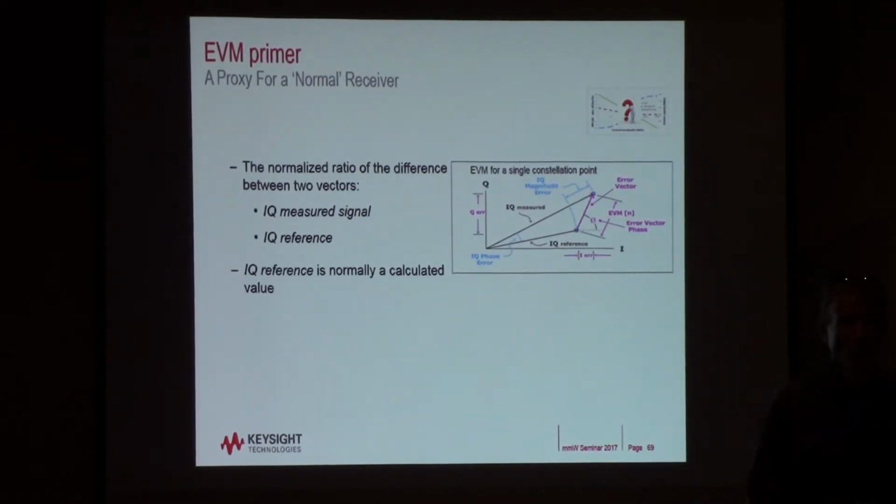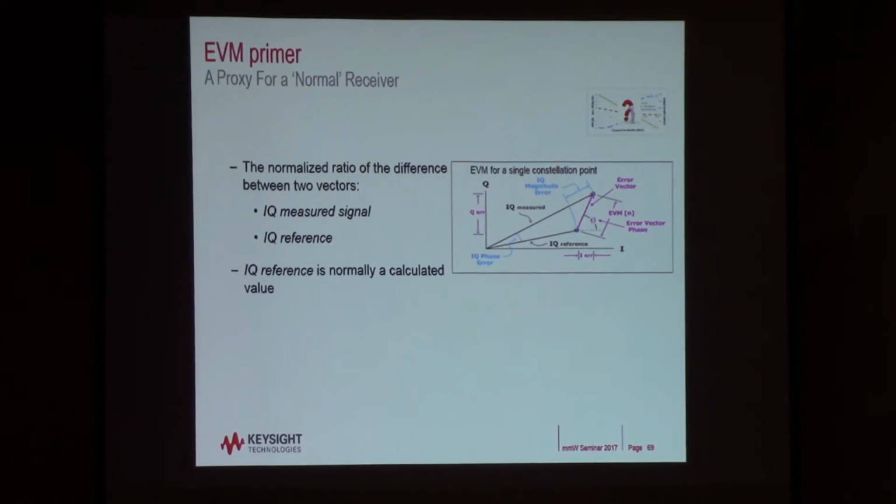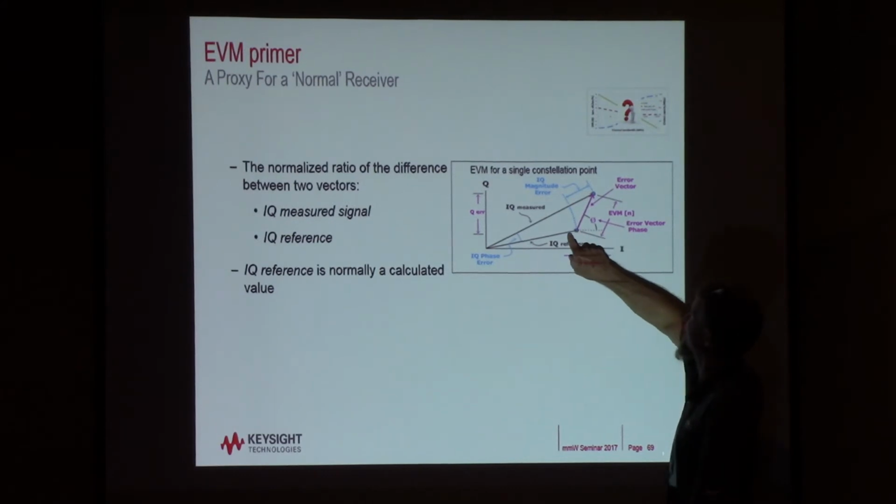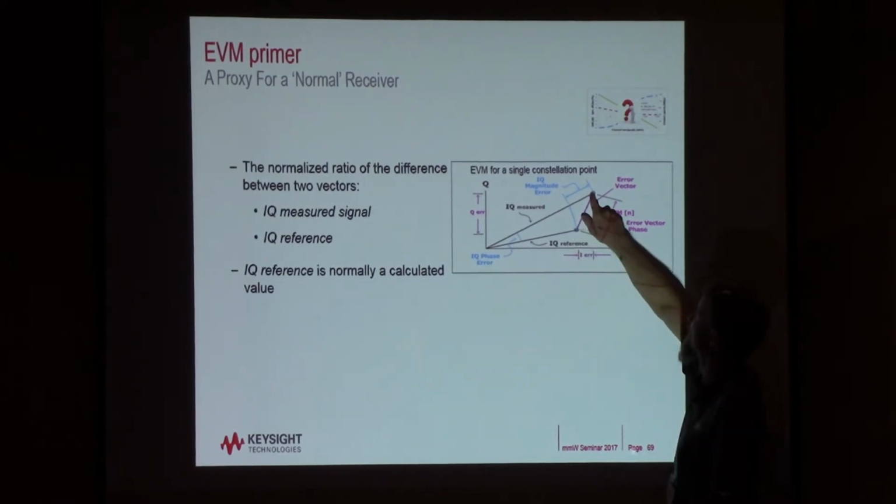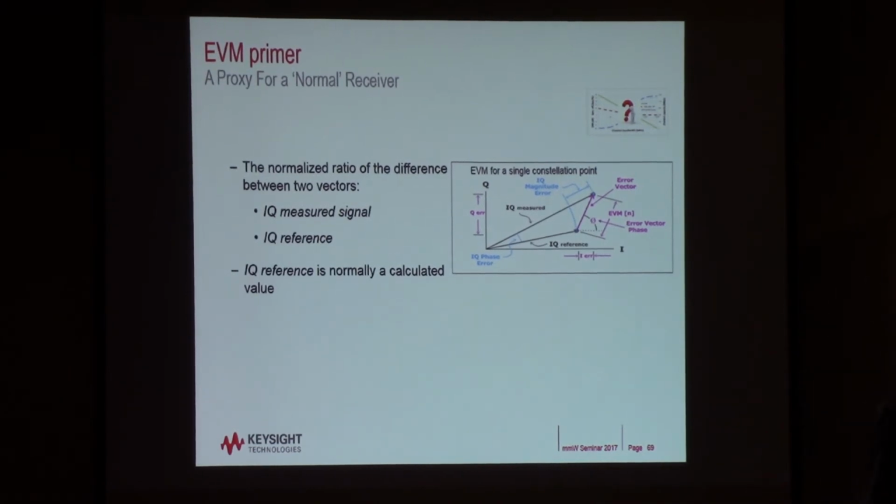Normally the test equipment can measure the signal, and based on what it measures, it can work out what the ideal reference should be, and then we can calculate the difference between the ideal reference and where the signal actually landed, and that is the error vector, the amount of the error in our signal. So this is a single metric that takes into account many different types of errors and gives a measure of the overall signal quality.